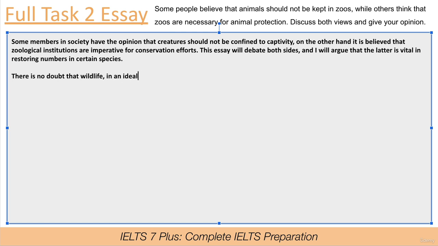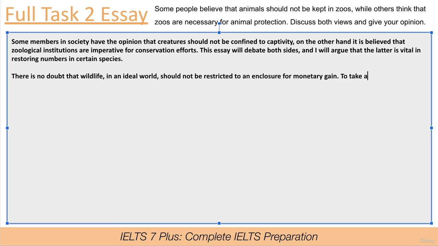in an ideal world should not be restricted to an enclosure, which is like an area, for monetary gain. Okay, so that is our overview. That's what we're going to talk about.